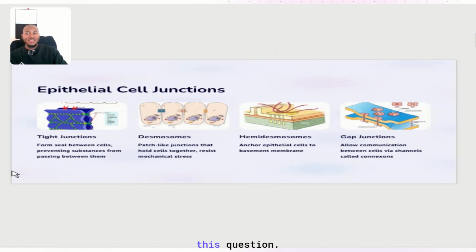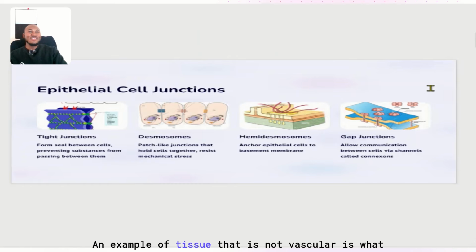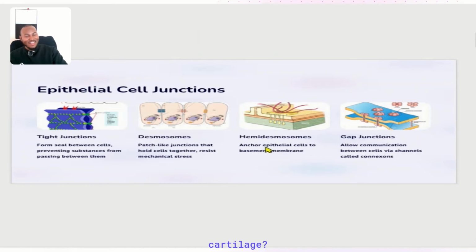Now, finally, this question: an example of a highly vascular tissue is dash. What do we say is highly vascular? Areolar. An example of tissue that is not vascular is what? Cartilage. You have to remember these 2 things. Areolar is vascular; cartilage is not. Very, very important for you to remember.